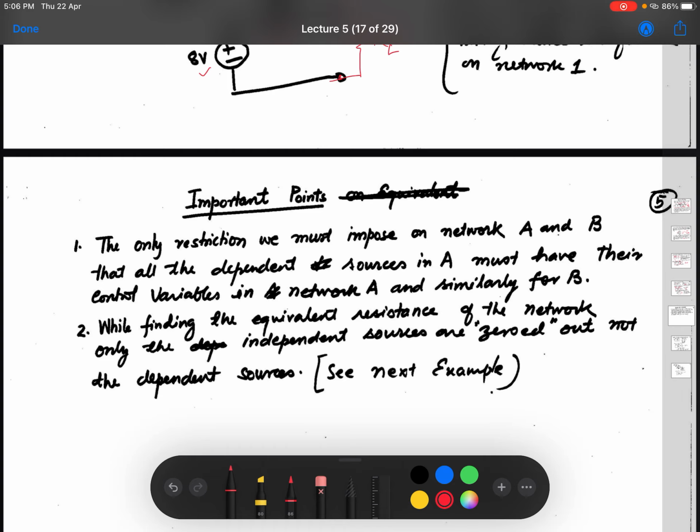some important points related to Thevenin theorem. The only restriction we must impose is on networks A and B. So what we are saying here is, this is a complicated network A, and across this it is not only a resistance we add, we could be interested in adding another network B. So these are terminals say C and D. These are two networks A and B which are to be joined, and this B network is going to be joined across the terminal CD of network A.